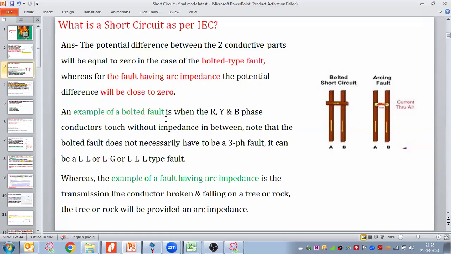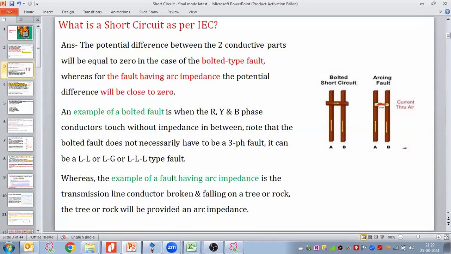An example of a bolted fault is when the R, Y, and B phase conductors touch without impedance in between, R to Y, Y to B touching each other. Note that a bolted fault does not necessarily have to be a three-phase fault. It can be line to line, line to ground, or line-line-ground type fault. Any conductors touching without impedance is an example of a bolted fault, and in that case the potential difference will be equal to zero.